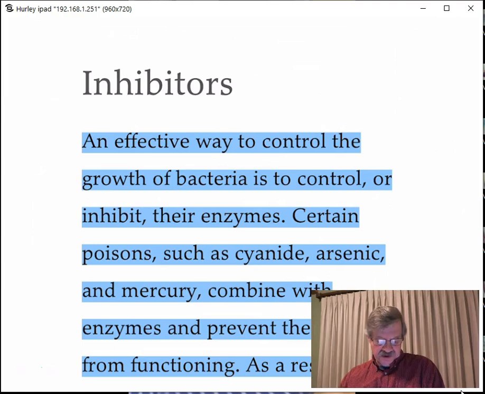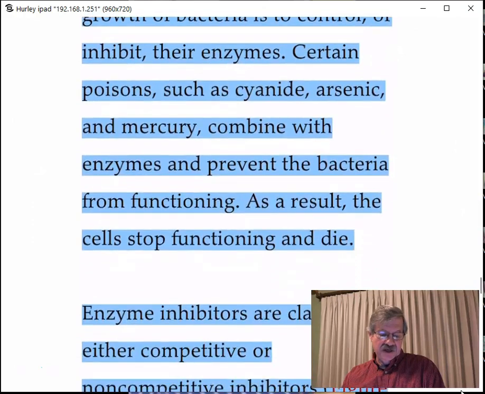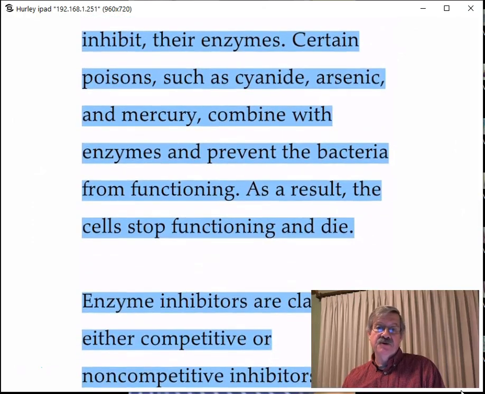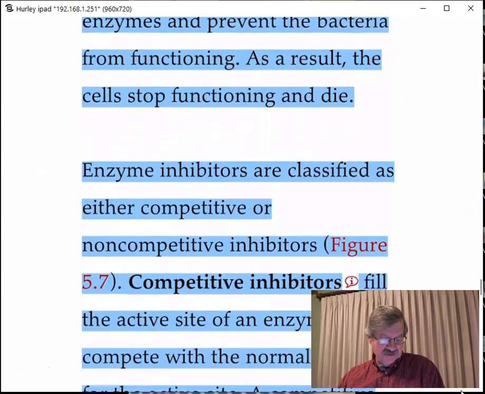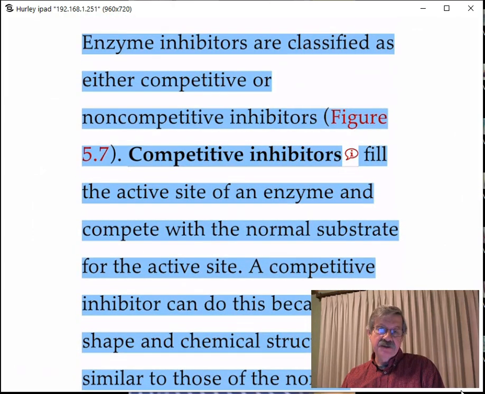But one of the things that you notice right here, the first thing they talk about is the idea of inhibitors as poisons. So certain things like cyanide, arsenic, and mercury will combine with enzymes permanently and prevent the functioning of those enzymes. And if those enzymes aren't functioning, then the cell dies.